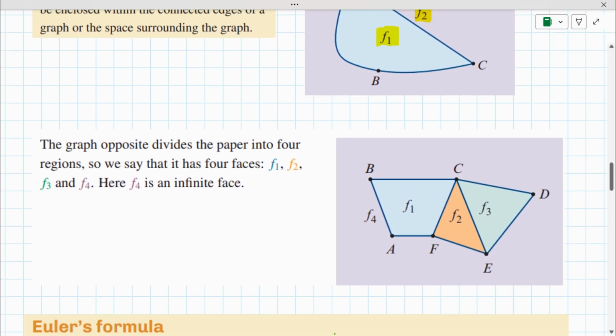For this one, we can see we have 4 faces: face 1, face 2, face 3, and face 4. They divide the paper into 4 regions, which are defined by the edges.